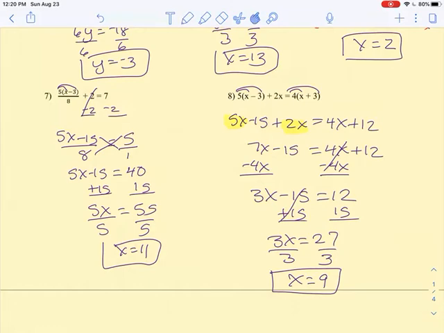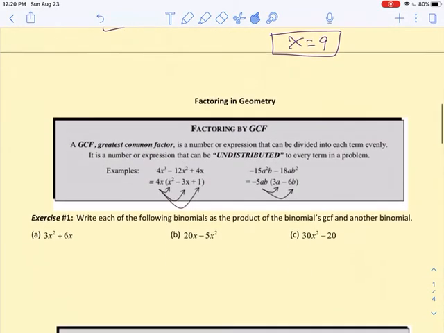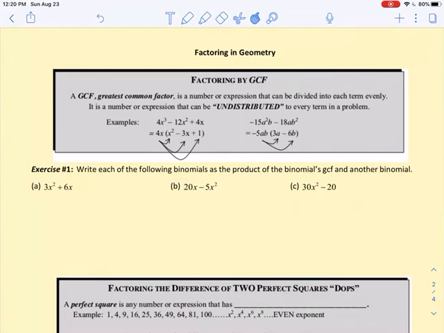Now we're going to get into some factoring. So first we're going to talk about the greatest common factor. Okay, the greatest common factor is a number or expression that can be divided into each term evenly. It's a number or expression that can be undistributed from every term in a problem. So there are two examples right there. Basically what you're going to do, you're going to see what's in common that you can pull out, and you're going to divide that out.